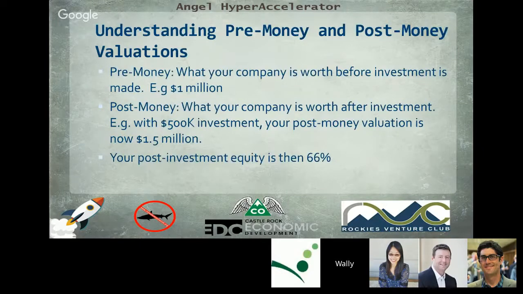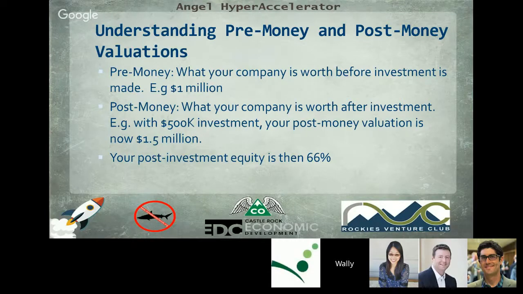I just wanted to talk about pre-money and post-money valuations. This is a super common mistake for people to confuse these two things. When somebody asks a startup what their valuation is, what they mean always is their pre-money valuation. And the difference between pre-money and post-money is simply this: if your company is worth $1 million and you haven't received any investment, then your pre-money valuation is $1 million. If you receive a $500,000 investment, then your post-money valuation is the pre-money plus the investment, so now it is $1.5 million. In this case, the entrepreneur still owns 66% of the company.